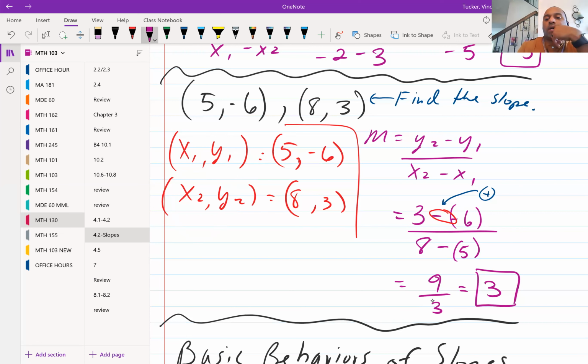All right. So y2 minus y1 is 3 minus -6. So that's going to turn positive, the negative to a negative. And then down bottom, 8 minus 5, which is 3. So 9 divided by 3 will give us 3 as our slope.